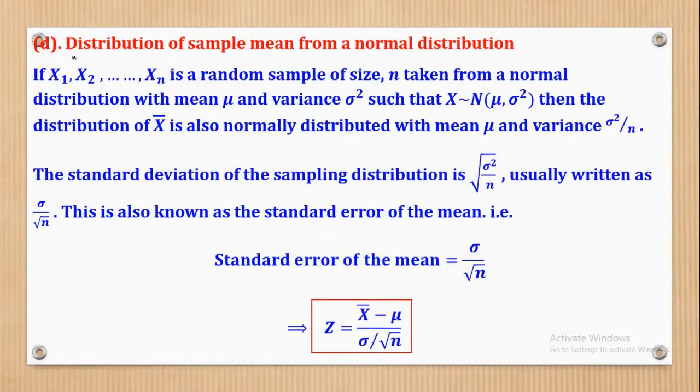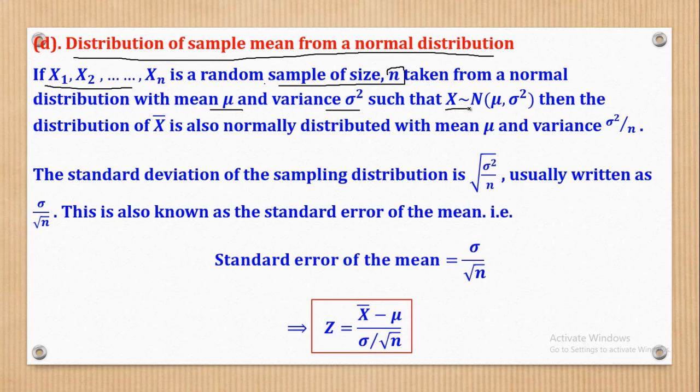So now we shall go to the next part, which is distribution of sample mean from a normal distribution. Now the normal distribution we have been dealing with has not been having a word sample, but sometimes it can have the word sample. So when it has the word sample, something changes. So we shall say, if this is a random sample of size n taken from a normal distribution with mean mu and variance sigma squared, say that x follows a normal distribution with mean mu and sigma squared, then the distribution of mean, this is a symbol for mean, is also normally distributed with mean mu and variance sigma squared over n.